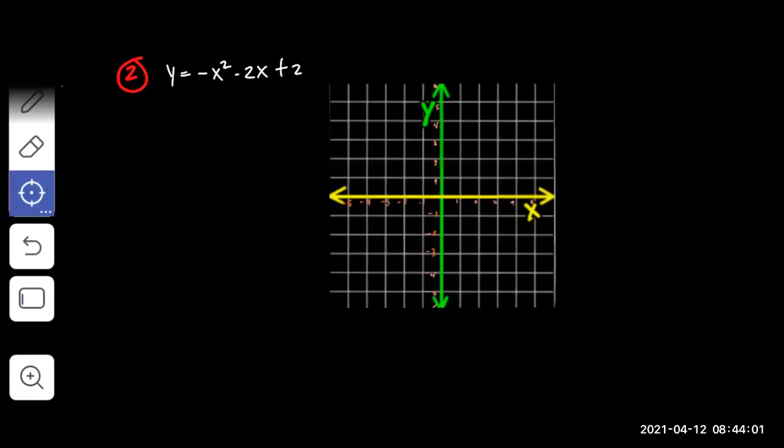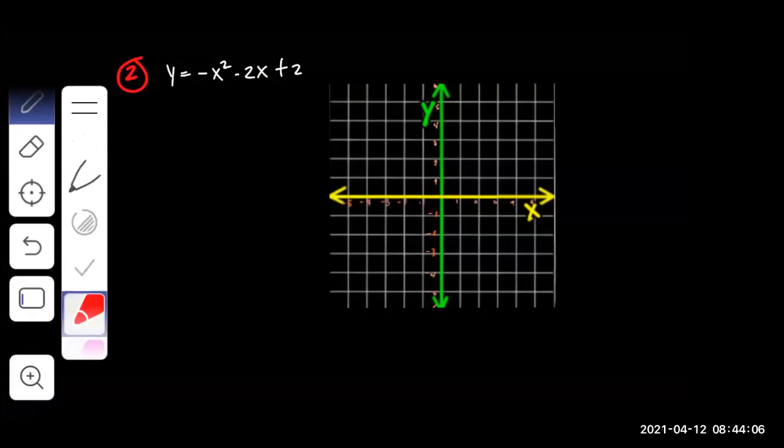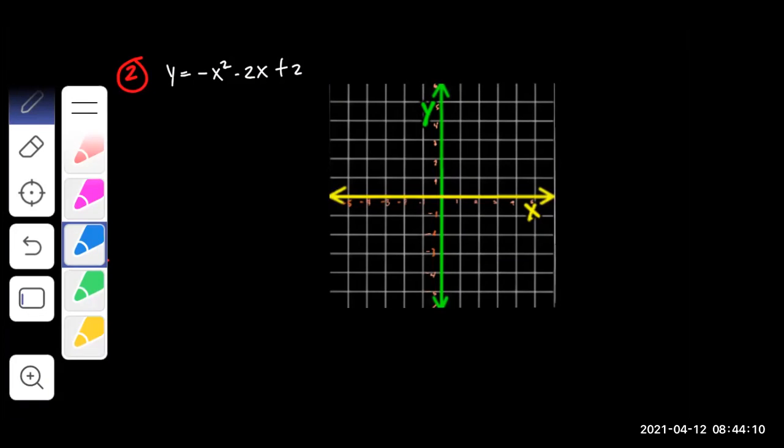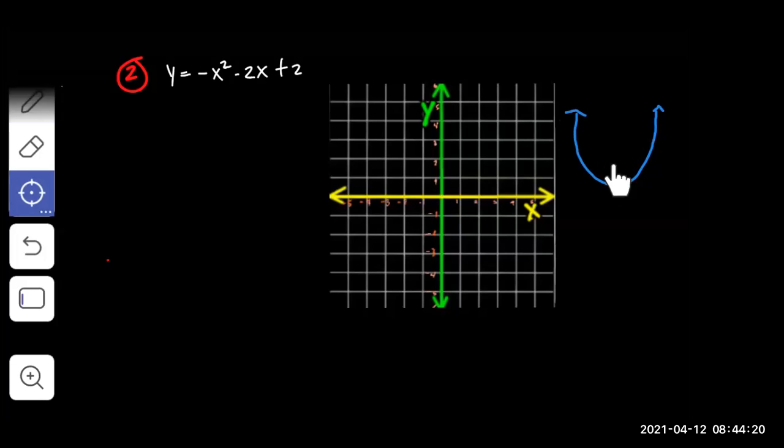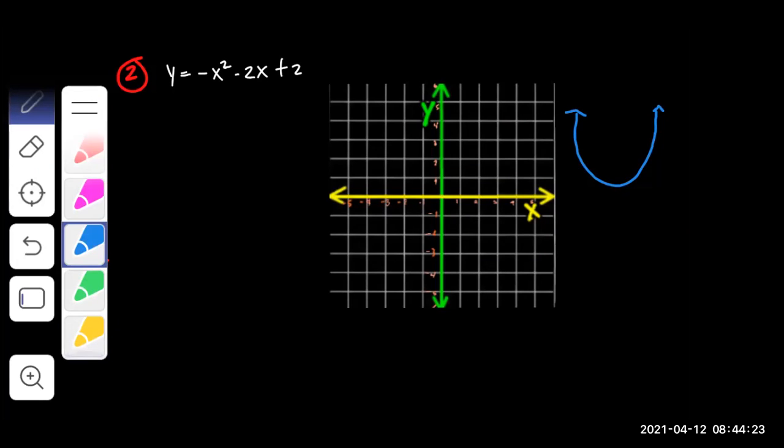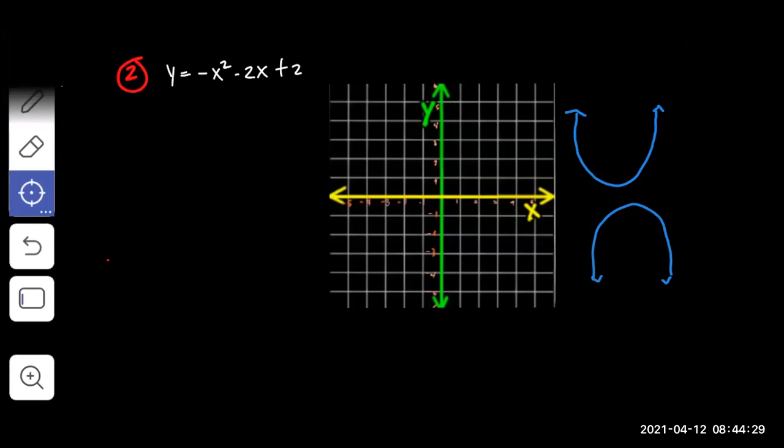when graphing a quadratic equation, we have two possibilities. One is that we know for sure this is going to be a parabola. And what is a parabola? A parabola is something like this. It's a shape like a U. We can have one that is opening up, or we can have the other one which could be opening down. We have these two options. Let's see what we're gonna have here.